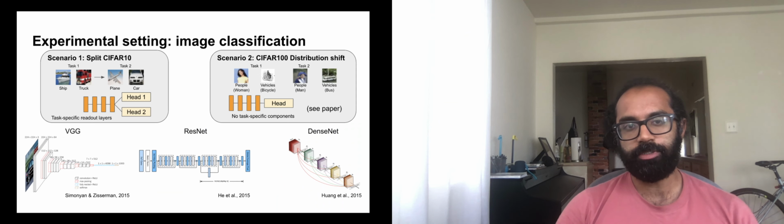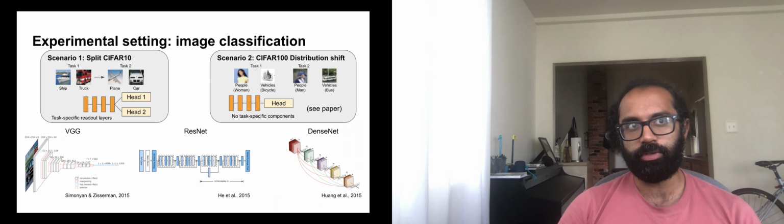First, in the standard split CIFAR10 setup, we divide the CIFAR10 classes into subsets, and each task consists of classifying between labels in one of the subsets. Here, the identity of the task is known to the network during training and inference, so we use a multi-head network with separate readout layers for each task.